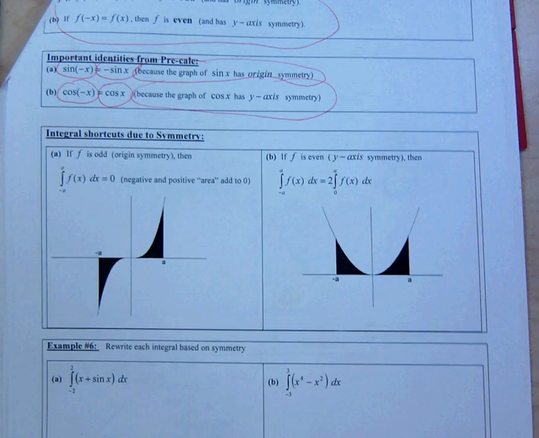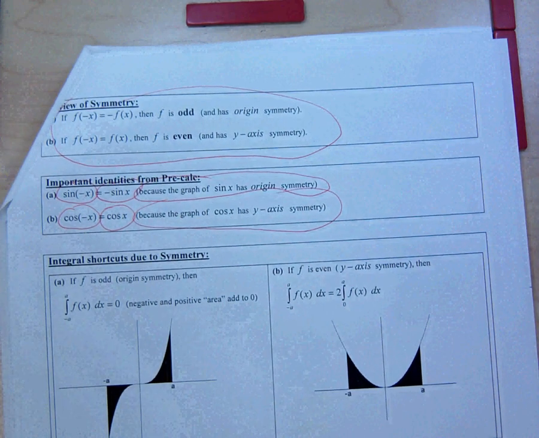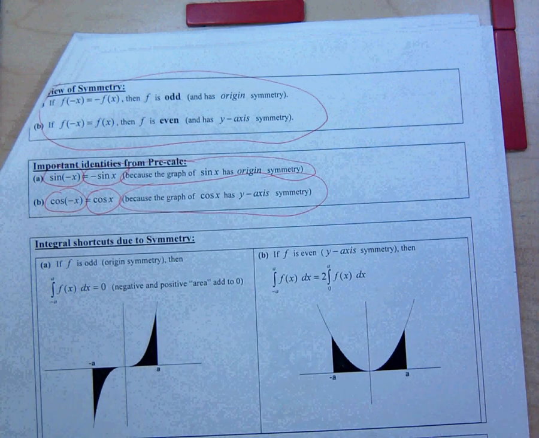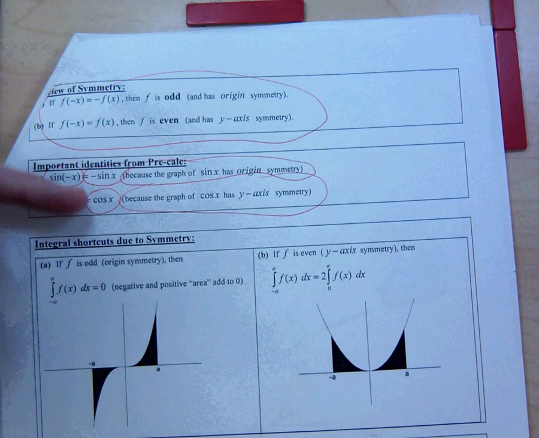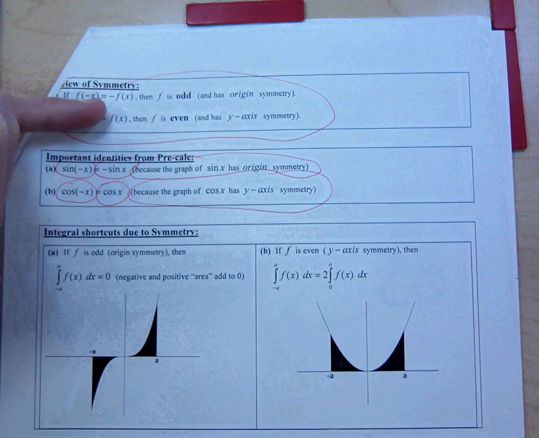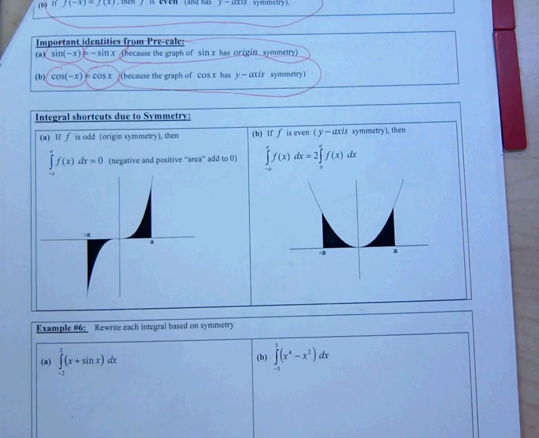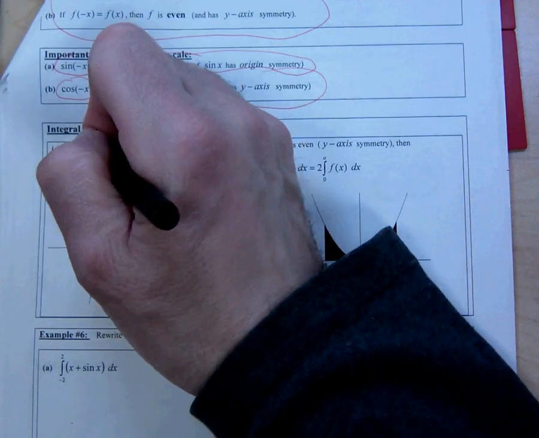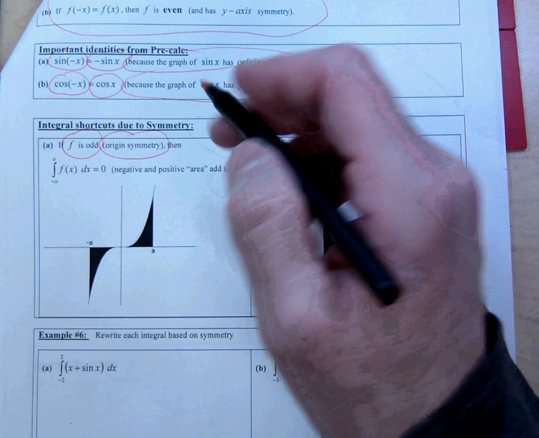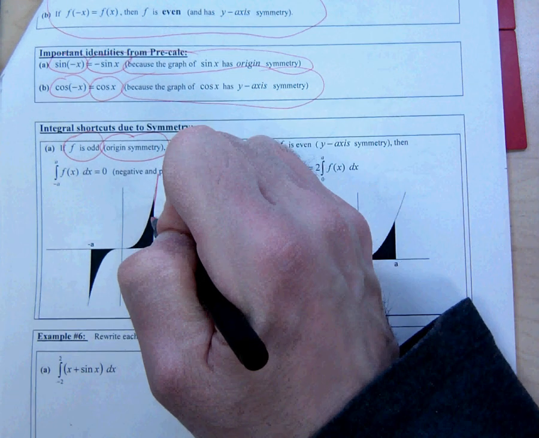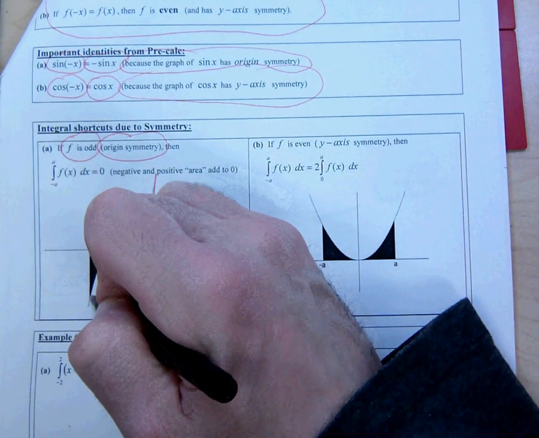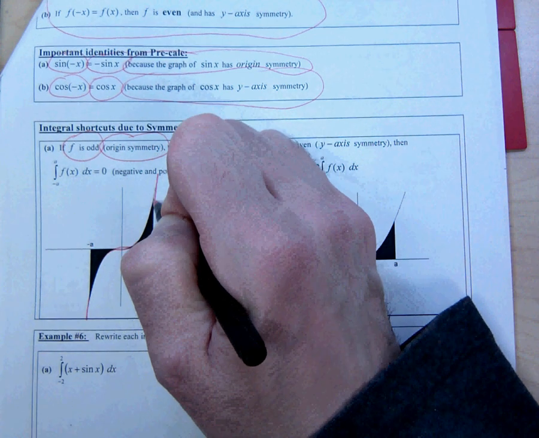All right, so what does this have to do with integrals? Well, that's where I'm going next. Okay, so this is kind of stuff that you learned in pre-calc. This is nothing new. Now I'm going to turn this into something new by looking at the following. Suppose f is odd. In other words, it has origin symmetry. So for example, suppose the graph of the function looks like this. Okay, there's the function. Right? Doesn't that function have origin symmetry?